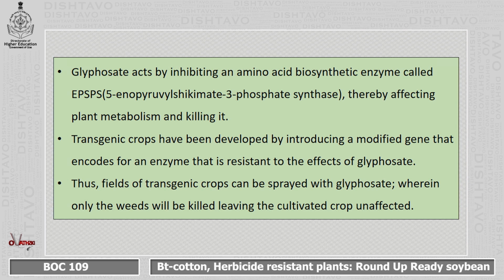So in soybean there was a gene which was encoding for an enzyme that was resistant to the effects of glyphosate. Thus the field of transgenic crops could be sprayed with glyphosate, because the crop plants consist of the gene wherein it was producing an enzyme that was resistant to the effects of glyphosate. So only weeds were getting killed, because glyphosate was acting on the enzyme, that is 5-enolpyruvylshikimate-3-phosphate synthase.